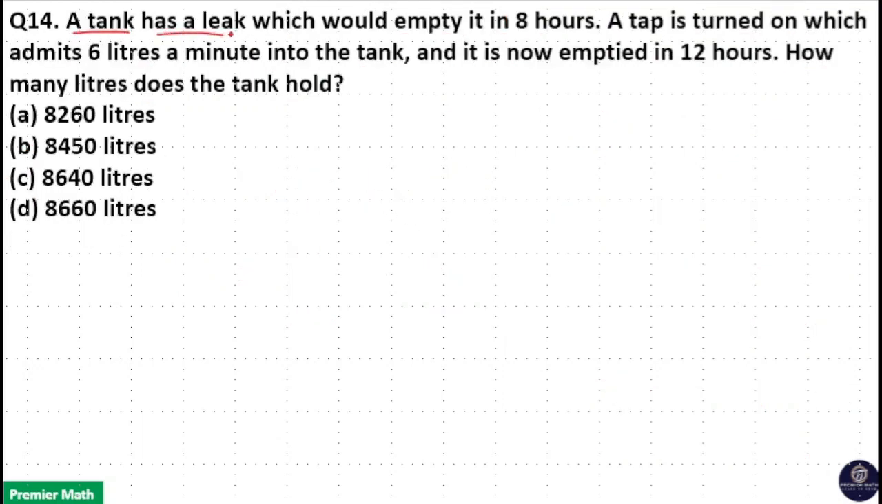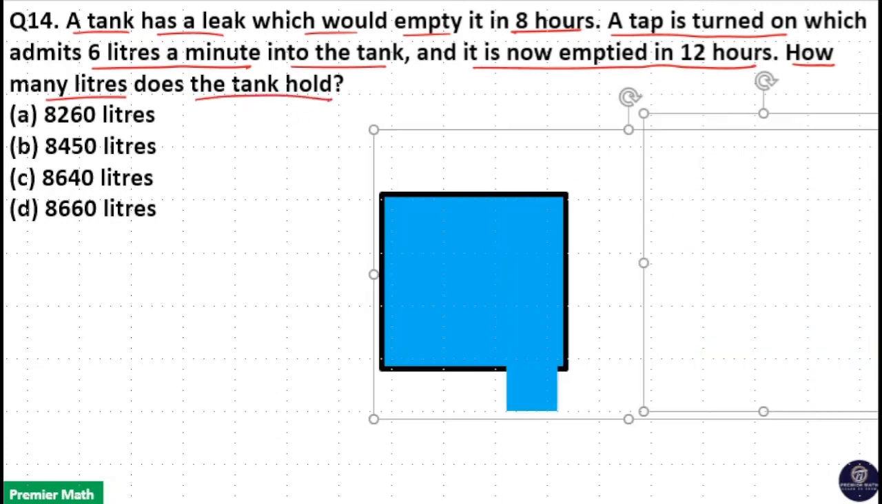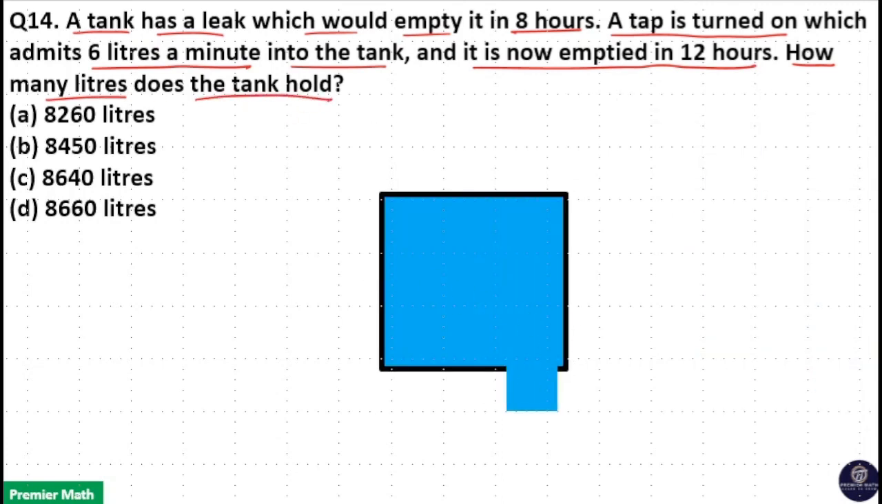A tank has a leak which would empty it in 8 hours. A tap is turned on which admits 6 liters a minute into the tank, and it is now emptied in 12 hours. How many liters does the tank hold? Let's check. Here, if this is the tank, this tank has a leak, and this leak will empty the water in this tank in 8 hours.